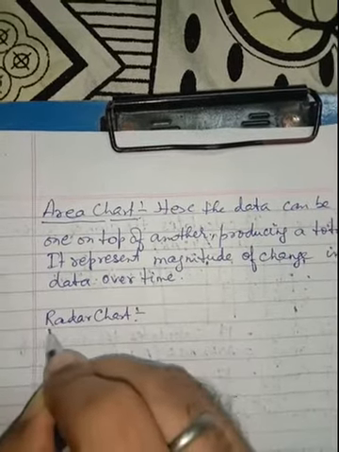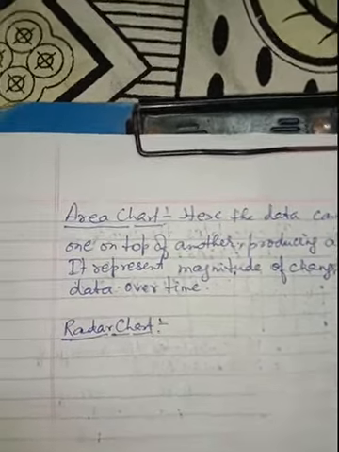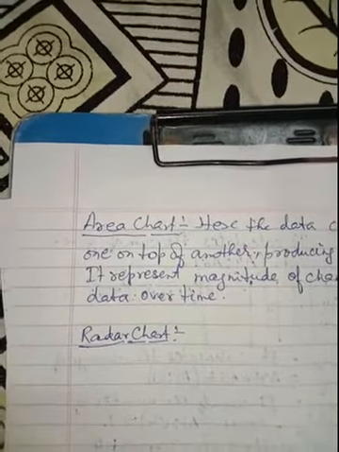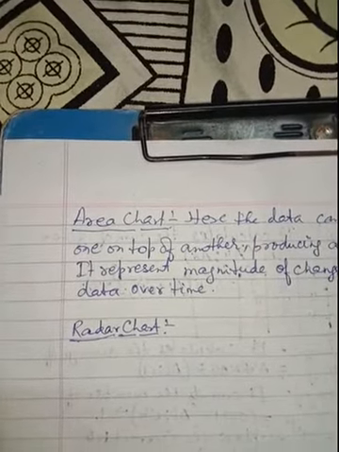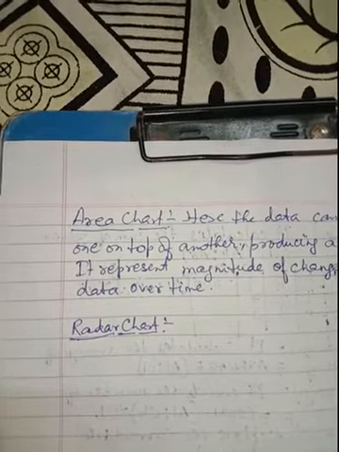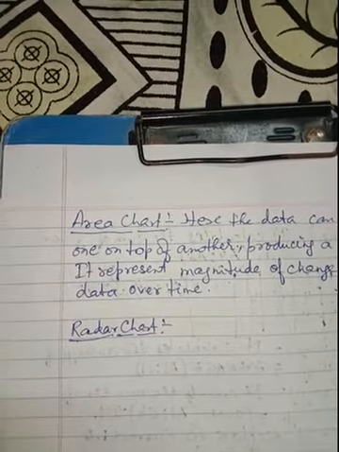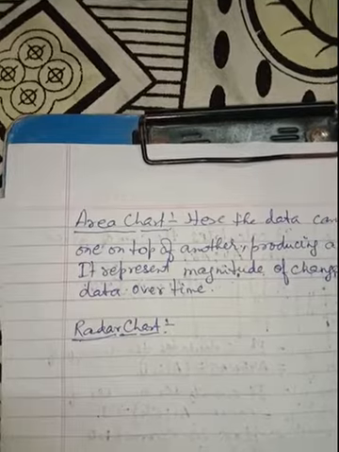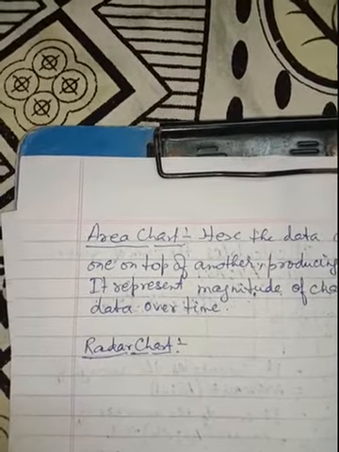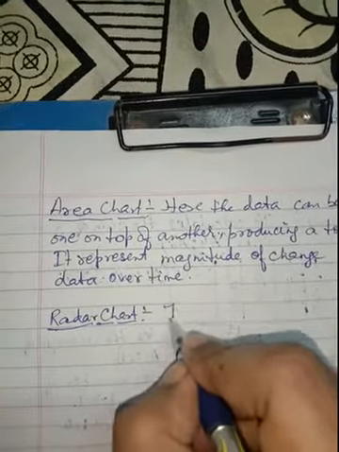That is the radar chart. So what is the radar chart? This type of chart, the data is plotted in concentric circles. The lines are used for connecting the values from the same series.